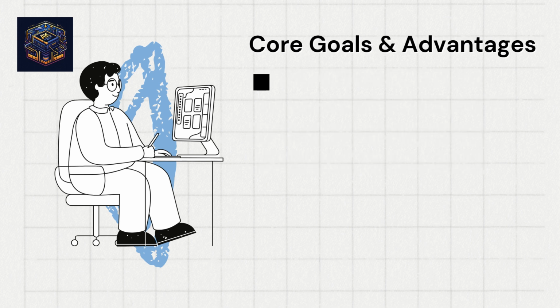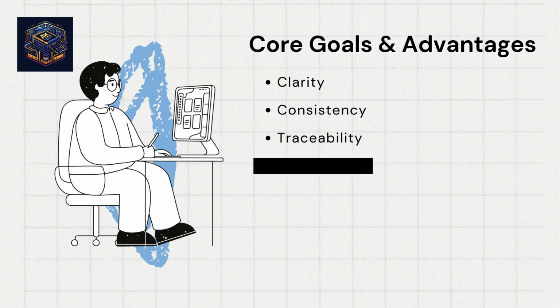1. Clarity. The SRS provides a clear, unambiguous description of requirements, reducing confusion and misinterpretation among stakeholders. 2. Consistency. It offers a structured and consistent way to document requirements, ensuring that nothing is overlooked or misaligned. 3. Traceability. The document creates a traceable link between requirements and the final product, helping to confirm that every requirement has been met. 4. Validation. Lastly, it serves as the foundation for validating the software, ensuring that it aligns with the documented requirements.